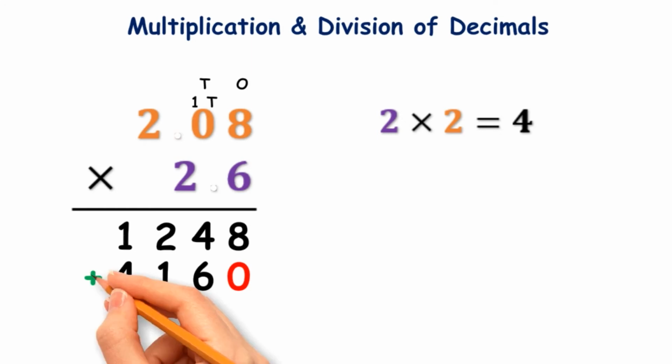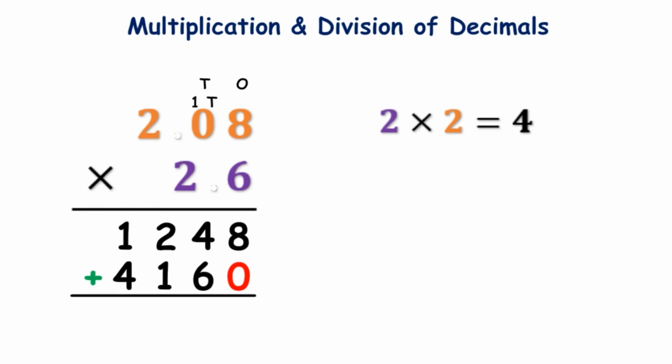Now let's add them. 8 plus 0, 8. 4 plus 6, 10. 1 will be shifted to the next column. I will write 0 here. Now 1 plus 2 plus 1 equals 4. And 1 plus 4 equals 5.